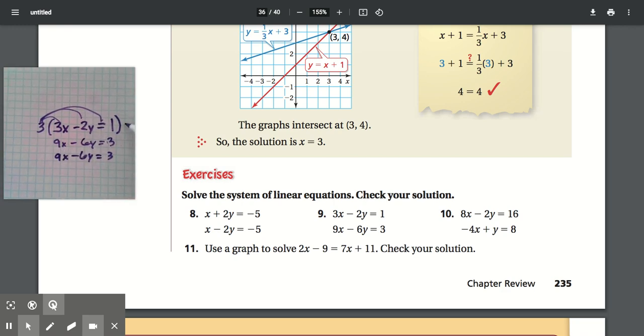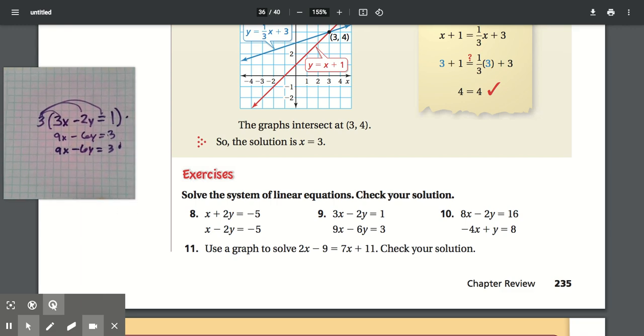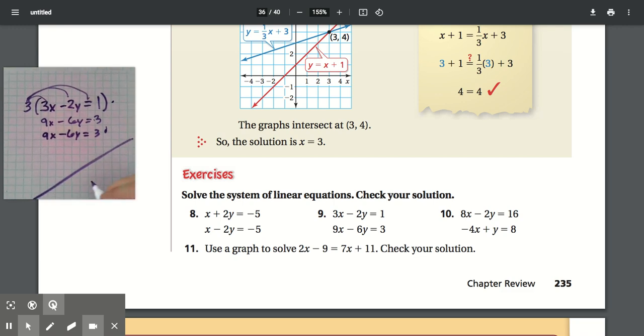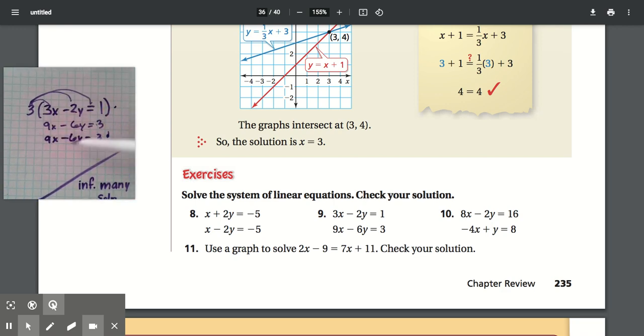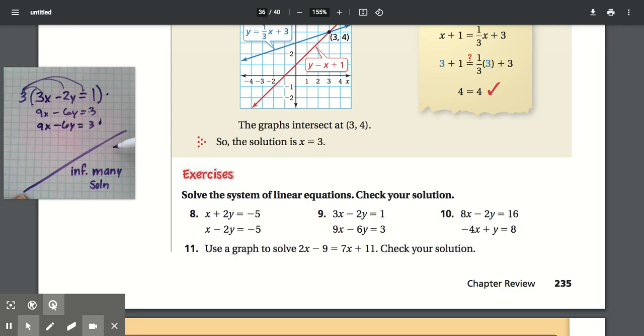So this equation and this equation are actually the same line. And when you have one line and then draw another over top of it, they're overlapping. So you would say this has infinitely many solutions. Okay? So you're going to look for that kind of parallel structure in the equations. And if you can multiply the entire equation by one constant and get the next equation, you know it's going to be a system where there's infinitely many solutions.